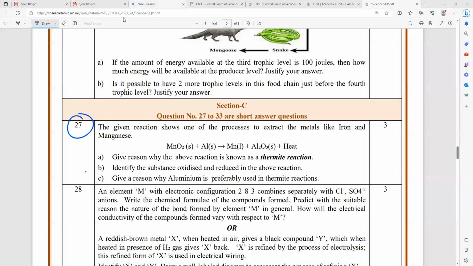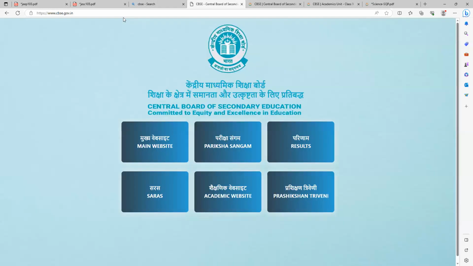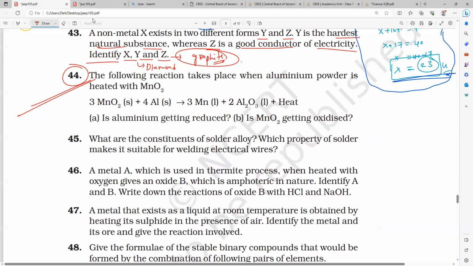So this is the question exactly. It is from the exemplar sum. You can see that, everyone. So that is what it is. Here, in A, B, they have added one more part. Nothing else is there. The following reaction takes place when aluminum powder is heated with MnO2.